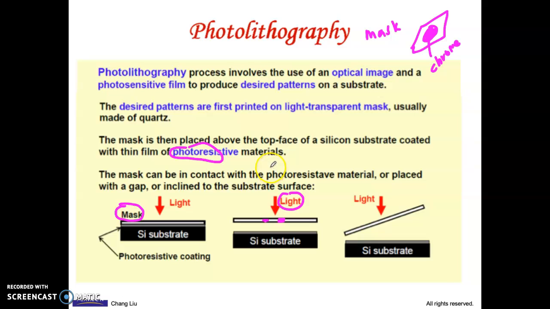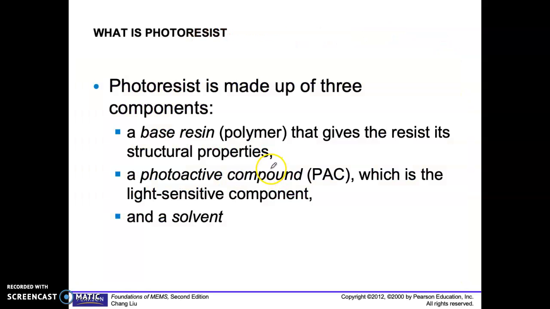So you need to have what we call photoresist material. Okay, so what is actually photoresist? Photoresist is made up of a polymer, that is what we call base resin, and another one we call photoactive component that is light sensitive, and a solvent.